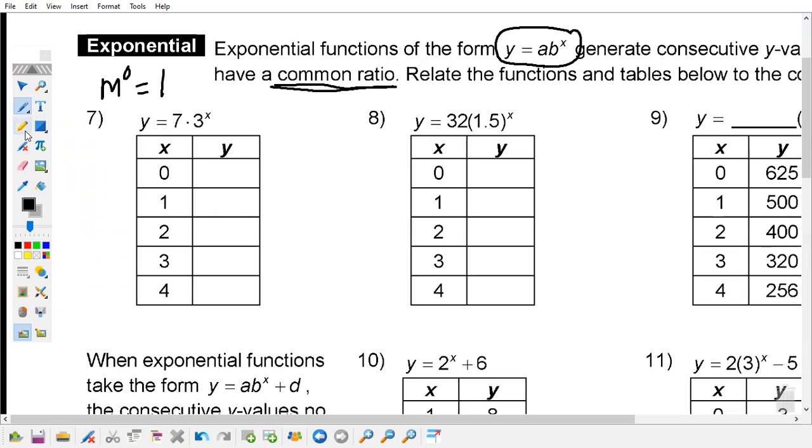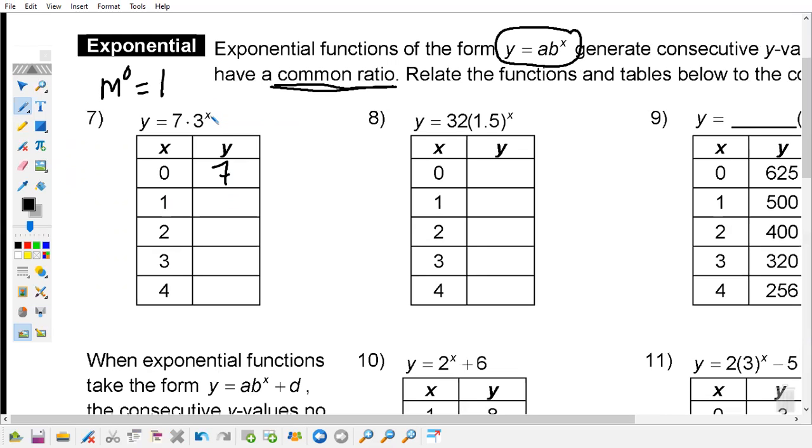Okay? So we're going to fill in our table. On our table, we're plugging in 0. What is 3 to the 0? 1. And what's 1 times 7? 7. So that's our first y. Are you with me? The 3 is in the equation, it's in the function. It's right there. Okay, so we have 7.